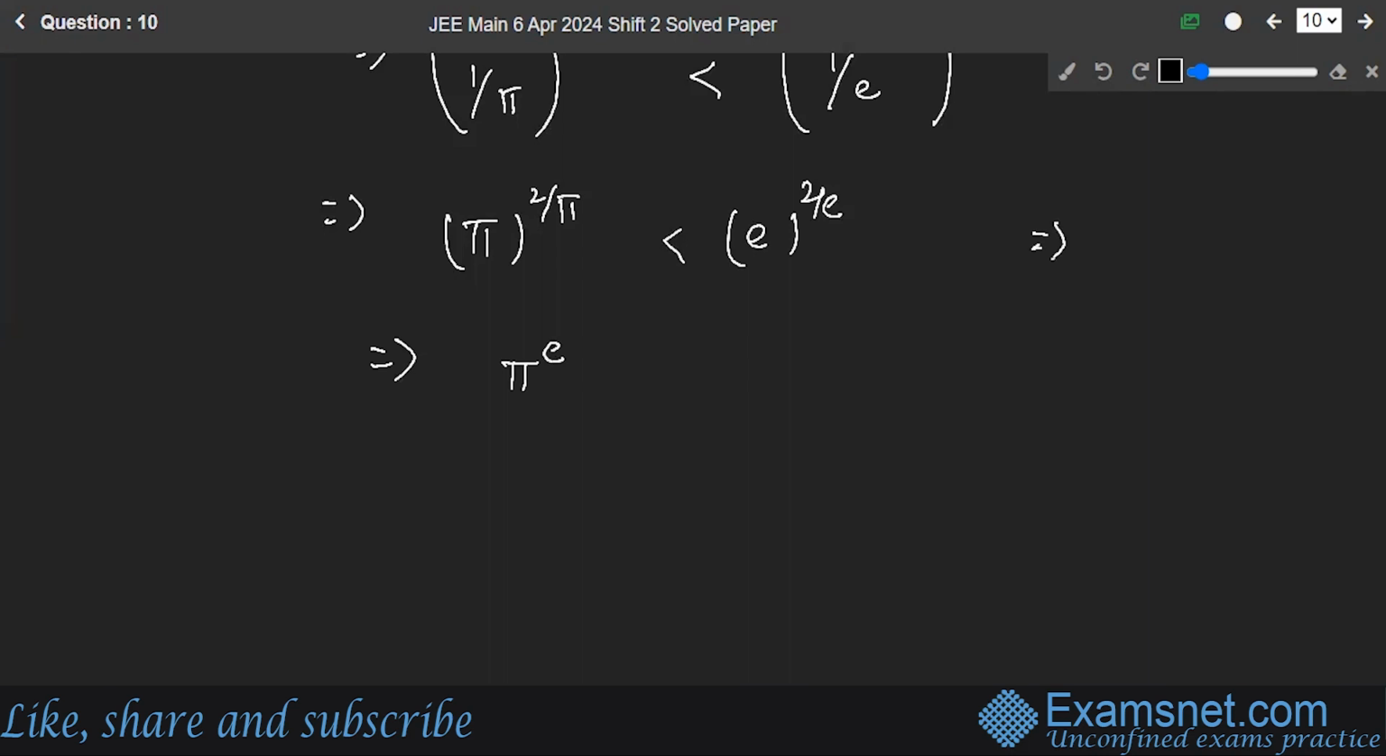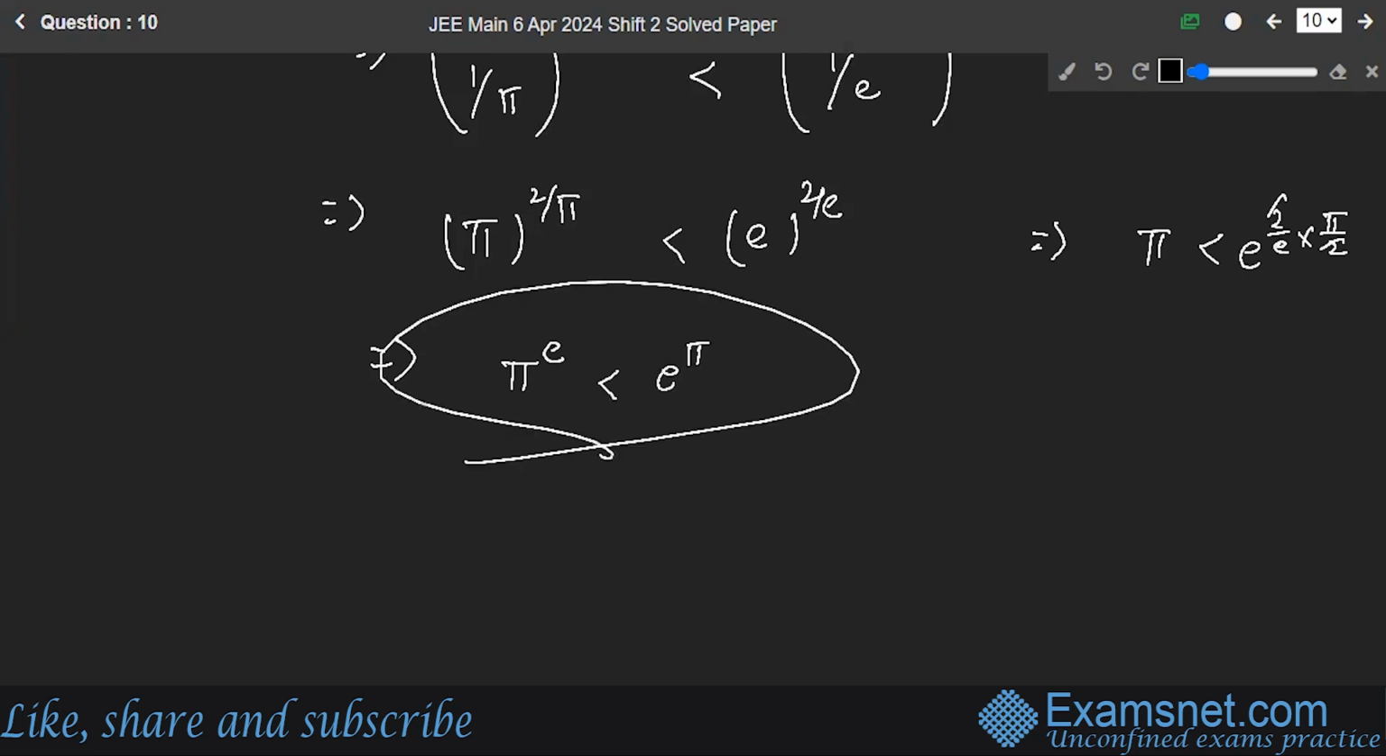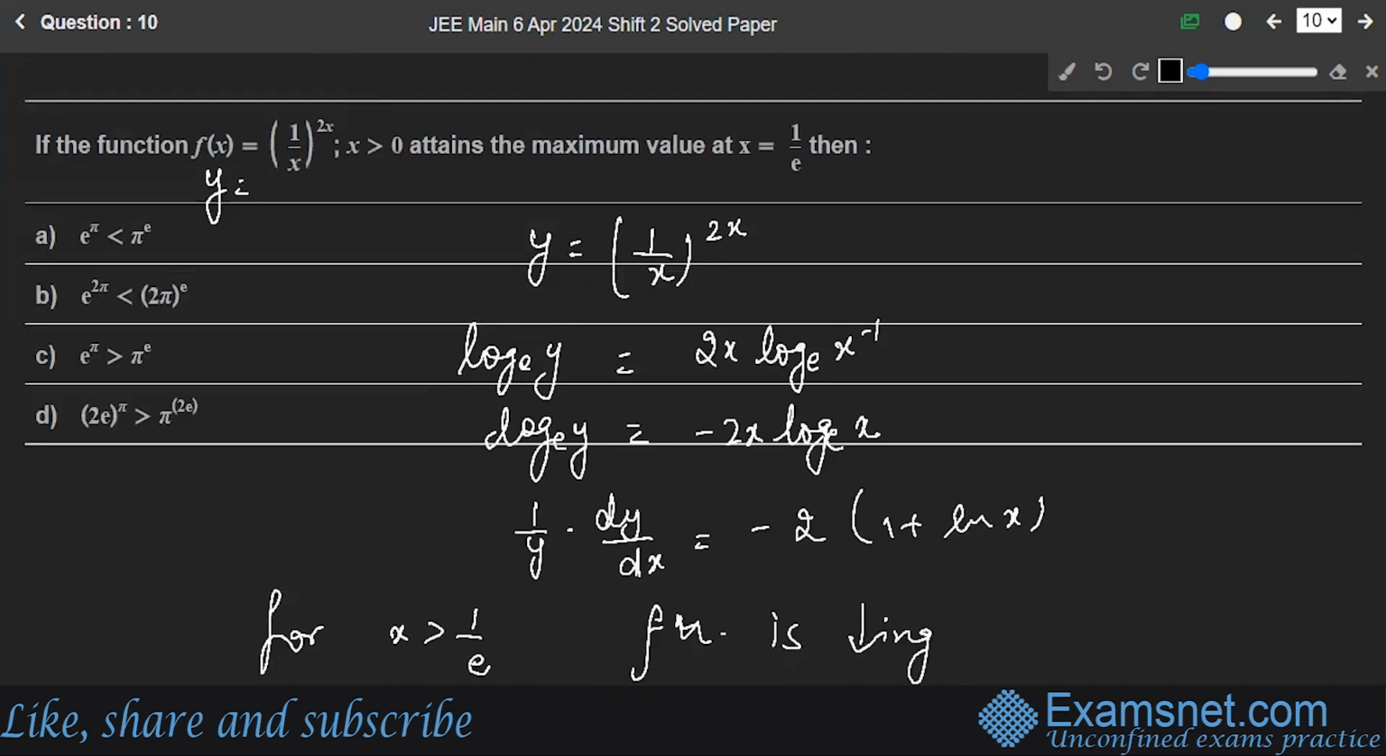Actually, let me solve. Pi less than e raised to power 2 upon e into pi by 2. This will be, okay, pi raised to power e less than e raised to power pi. So this is the relation. And now let's check with the options. This is e raised to power pi is greater than pi raised to power e. Option C. This is the right answer to the question.